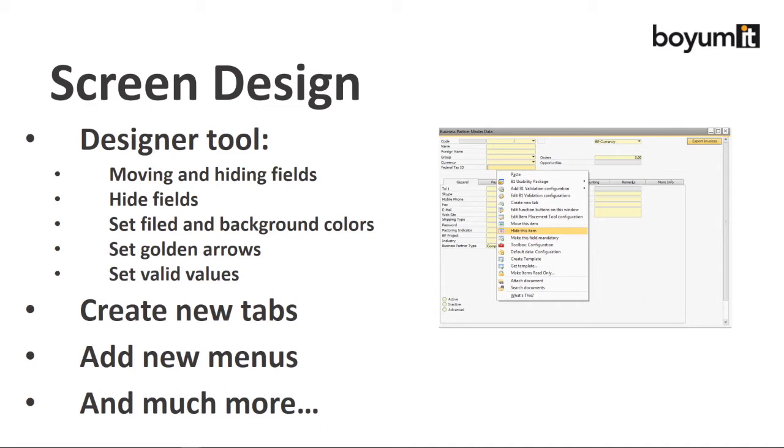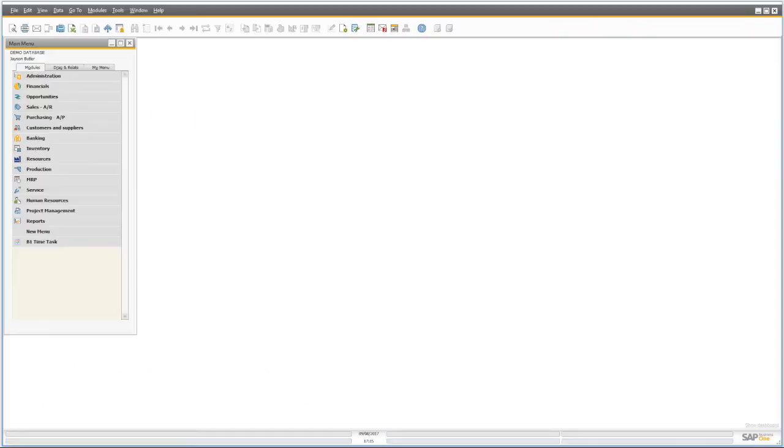We can also create new tabs, and these tabs can contain user-defined fields, also SAP Business One fields that we move into this new tab, or even a report. We can change the main menu and of course edit additional information in your screen. But let's start with this demonstration.